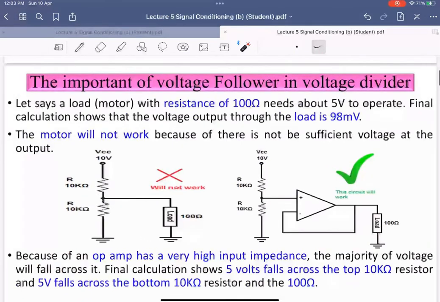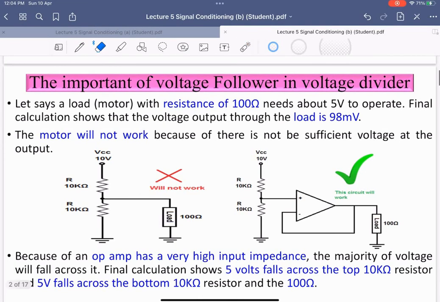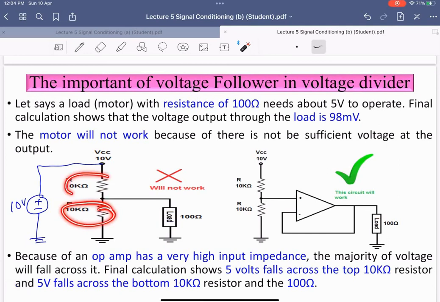Let's look at the importance of the voltage follower. Why is it very important? If we look at these two cases, in this one we have a supply of 10 volt. Then we have two resistors here with the same value, which is the voltage divider concept. We can get 5 volt here.